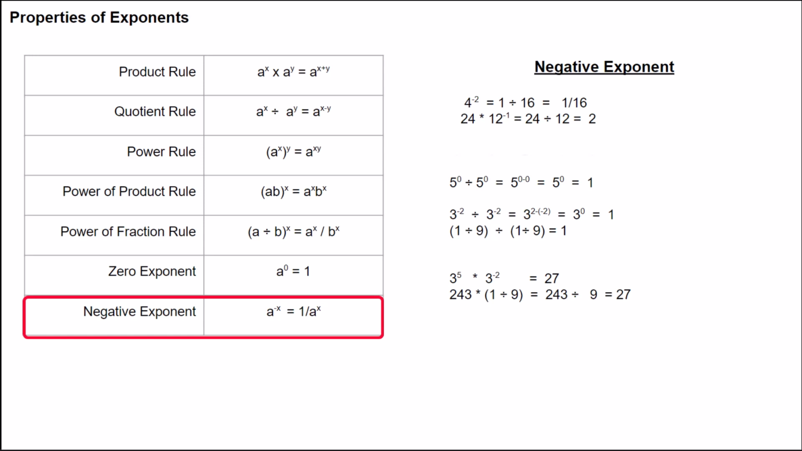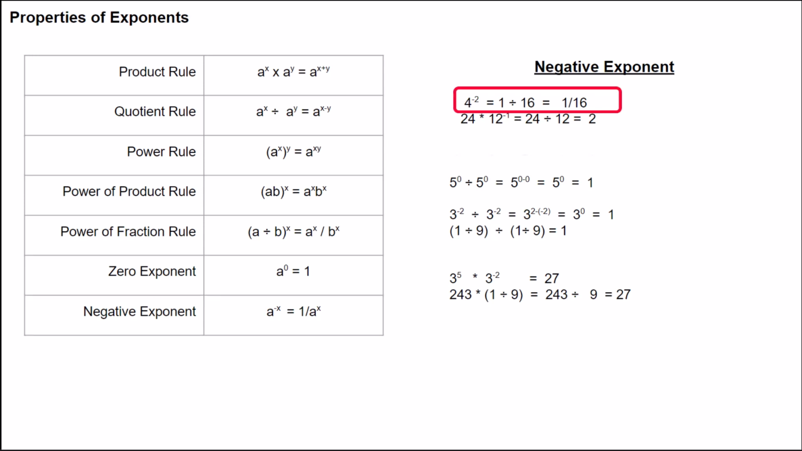And finally we come to the last rule, which is the negative exponent rule. Now we've seen this before, but we'll talk about it here again to solidify the concept. The negative exponent rule says that if you have a base a raised to the negative power of x, that should be the same thing as 1 divided by a to the positive x.